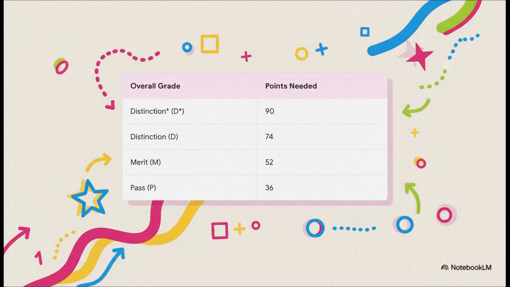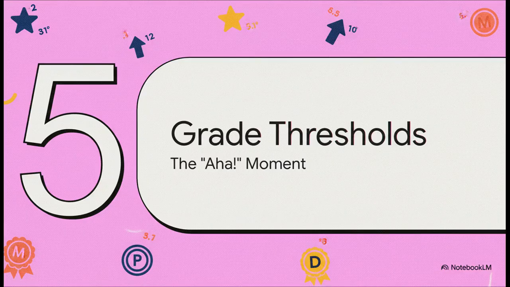You have to hit these magic numbers. To get a pass, you've got to get at least 36 points. For a merit, you need 52. For a distinction, 74. And for that top-tier distinction star, you need to hit a whopping 90 points. And this right here, this is where it all clicks. Understanding these thresholds, these goalposts, is the key. This is the aha moment where the whole system suddenly makes sense.